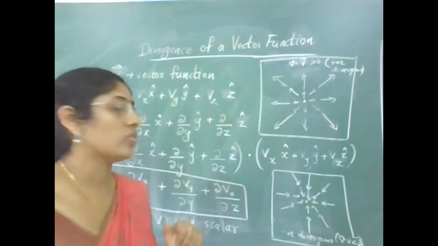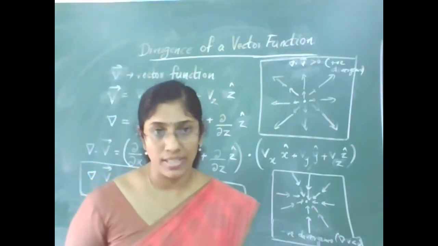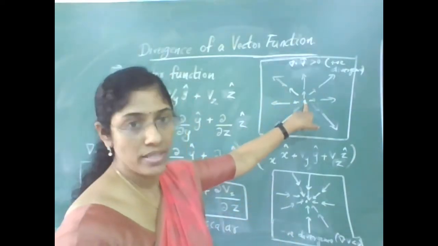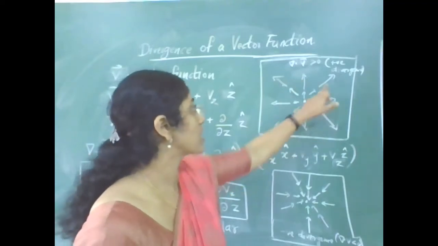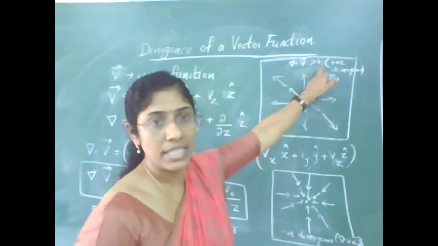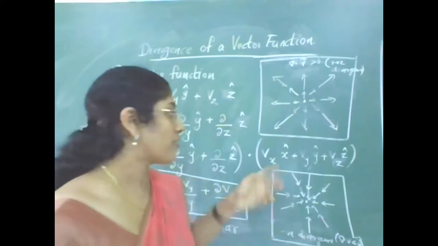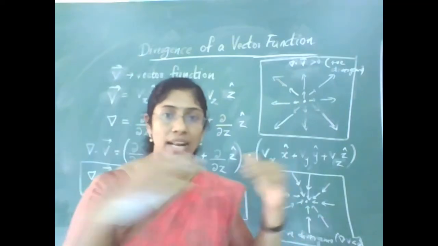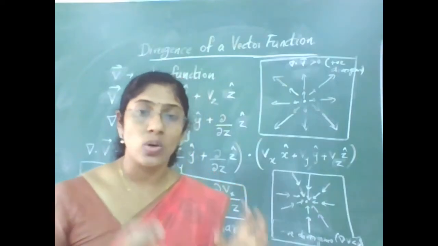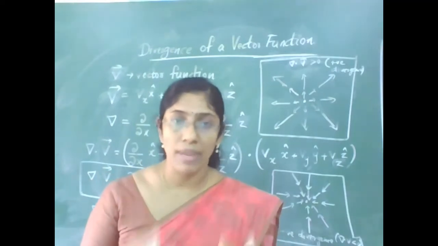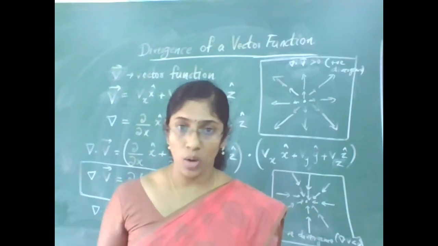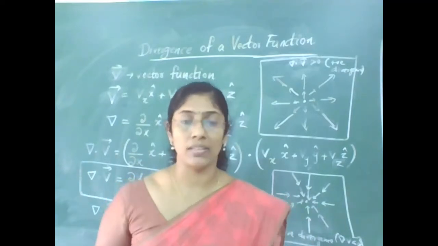So, we already discussed the significance. I showed two examples. When a positive charge is placed, the divergence is outwards. That means this is the case of a positive divergence. Del dot V is greater than 0. And for a negative charge, all the field lines are coming inwards. So it is a case of a negative divergence. So we can say that divergence is a measure of how a vector function spreads out, extends out, or extends in or comes in.